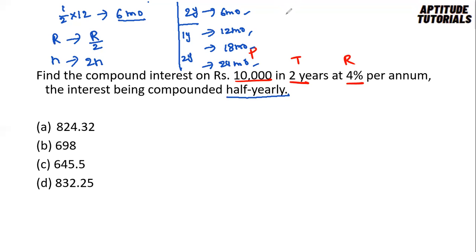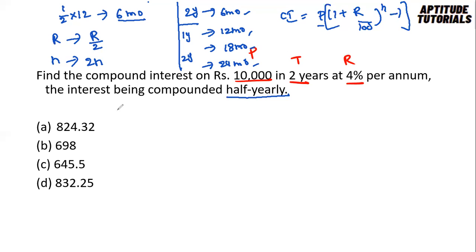Formula is the same. Compound interest is equal to P into 1 plus R by 100 whole power n minus 1. In this formula, principal is going to be 10,000. Rate of interest is R by 2, which is 4 by 2, 2%. And n becomes 2n. So 2 2s are 4. You have to write 4 in the place of n instead of 2. Substitute the values in the formula and calculate. That is the formula method calculation.